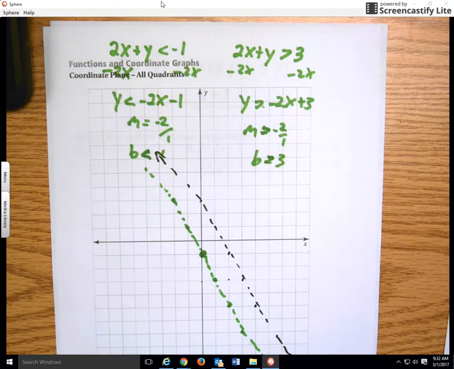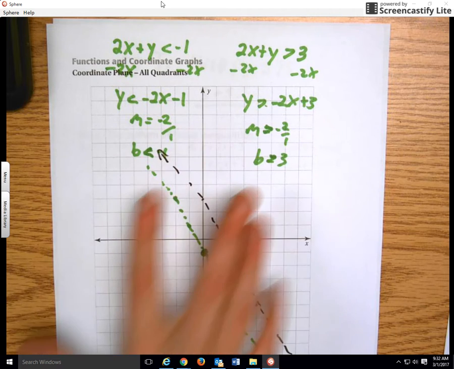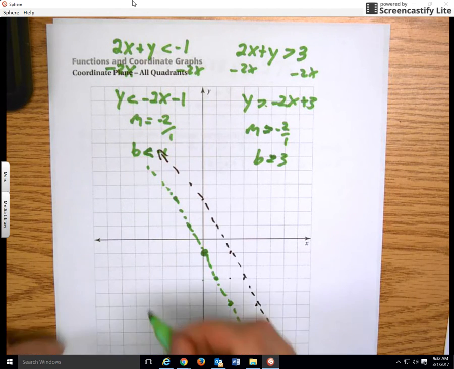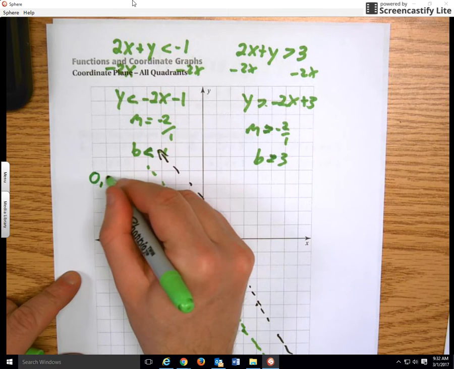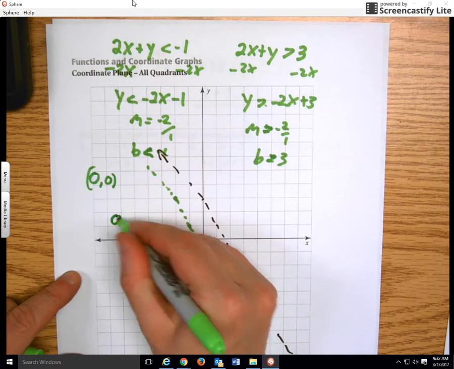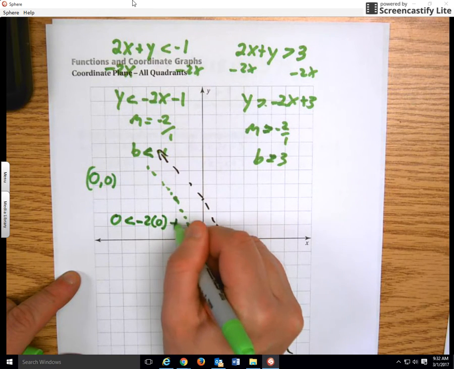Okay, and so what I observe is these lines are parallel, right? They have the same m's but different b's. So we might have been able to detect that from the beginning. And so looking at this, we want to do our test point still. I'm going to choose 0, 0 again just because that's an easy test point to see what side to shade in. So 0 for the y is less than -2 times 0 minus 1.